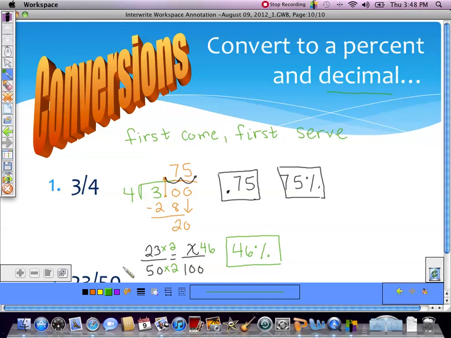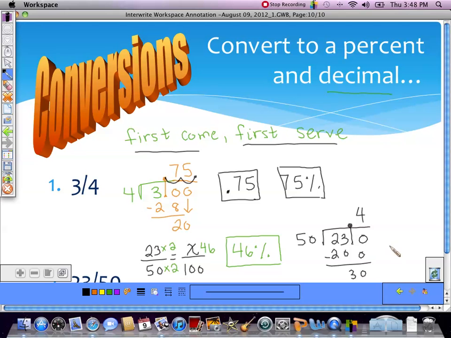We can convert this to a decimal by doing first come, first serve. So 23 will go inside the house, and 50 is our divisor. We'll add a decimal and a 0 and shoot this straight up. 50 goes into 230 4 times, and that will give you 200. We're going to drop a 0, and 50 goes into 300 6 times. So our decimal is 0.46.